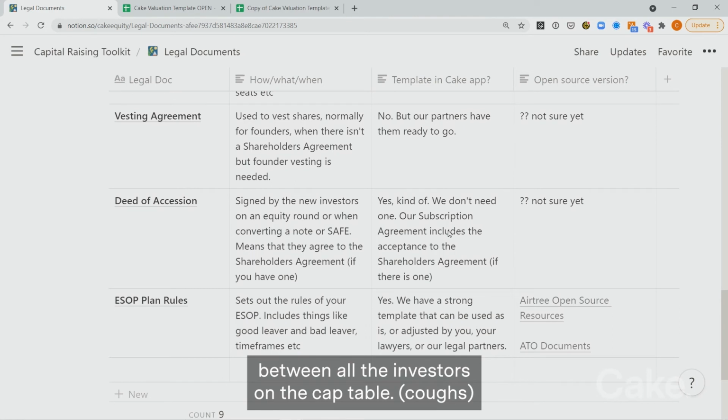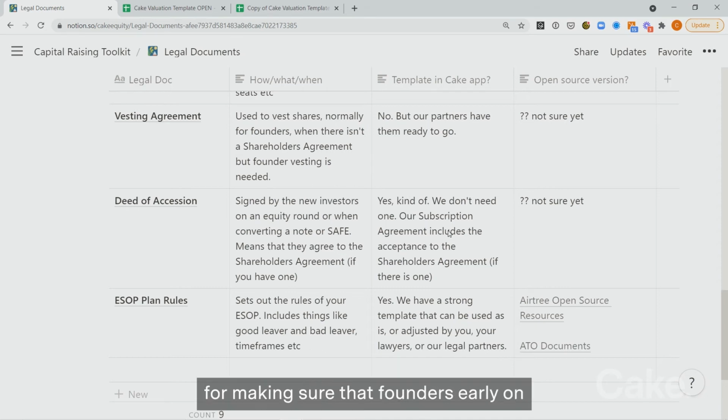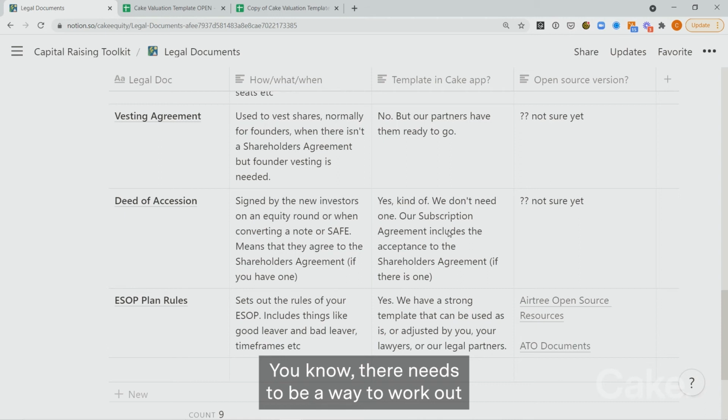A vesting agreement is a separate agreement to a shareholders agreement, and it can be really useful for making sure that founders early on have a really good way of understanding how the founder equity is going to work. What happens if one founder leaves and the other founder's still there? There needs to be a way to work out what's going to happen with all that equity.